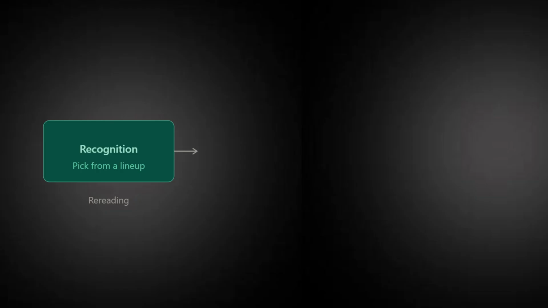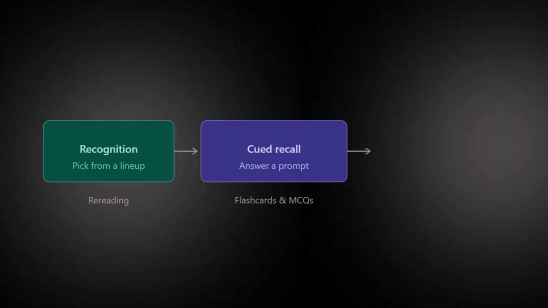You didn't have to pull anything from your memory. The answer was right in front of you. You just had to match it. Now imagine the detective sits you down and says, "Tell me what the suspect was wearing." You have to think, but the question is still guiding you. It's pointing your memory in a direction. That's cued recall. You're being prompted, but you have to retrieve the answer yourself.